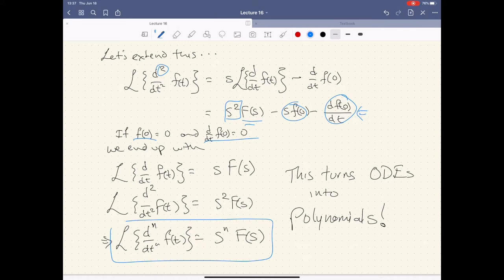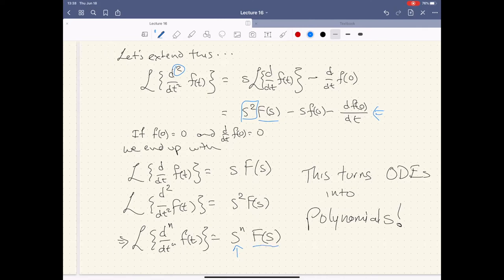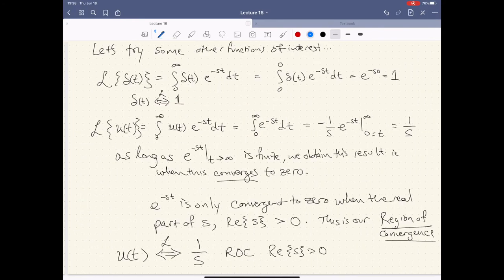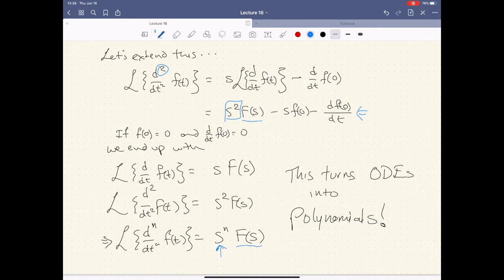But what would this do for ODEs? Well, it turns all of my ODEs into polynomials, right? Because they just turn them into, with respect to s, some function of s times s to the n. That's it. So ODEs become polynomials. This should not come as a surprise because this is exactly what we did for the characteristic equation.